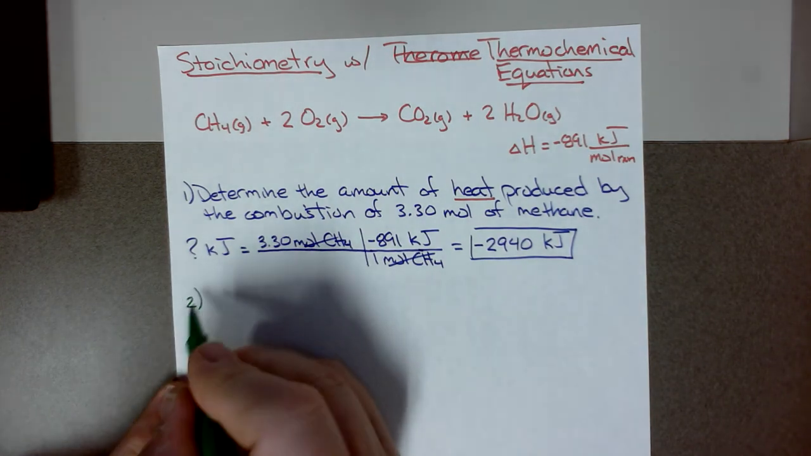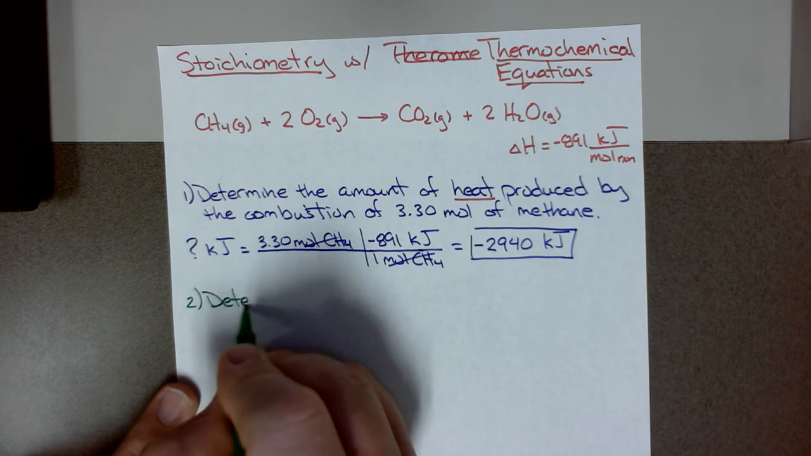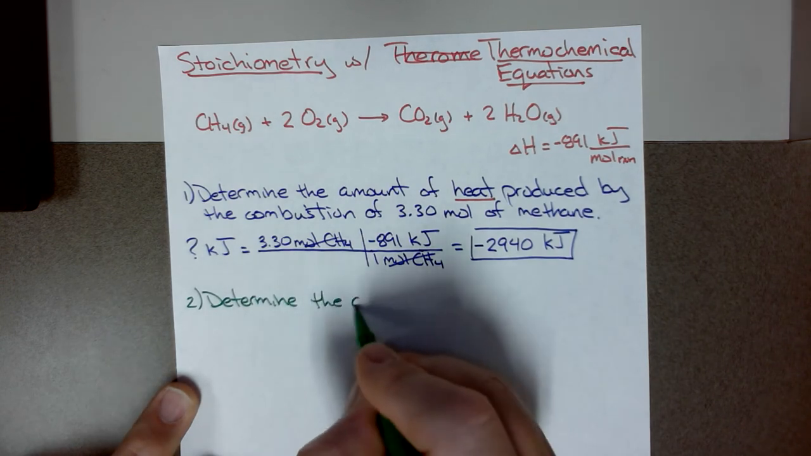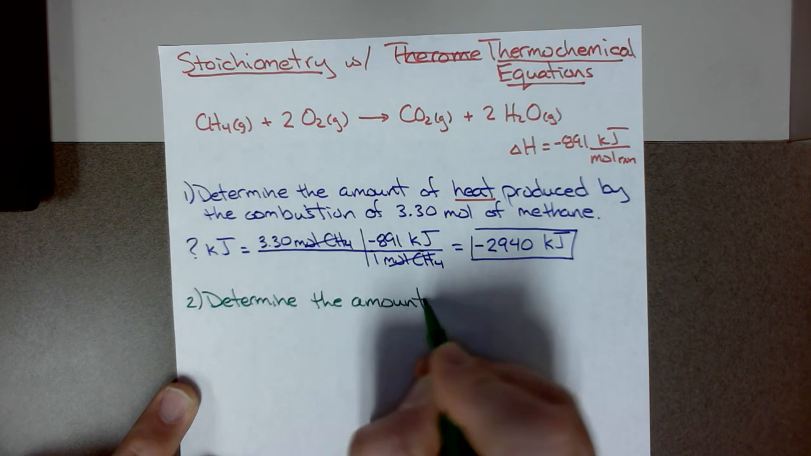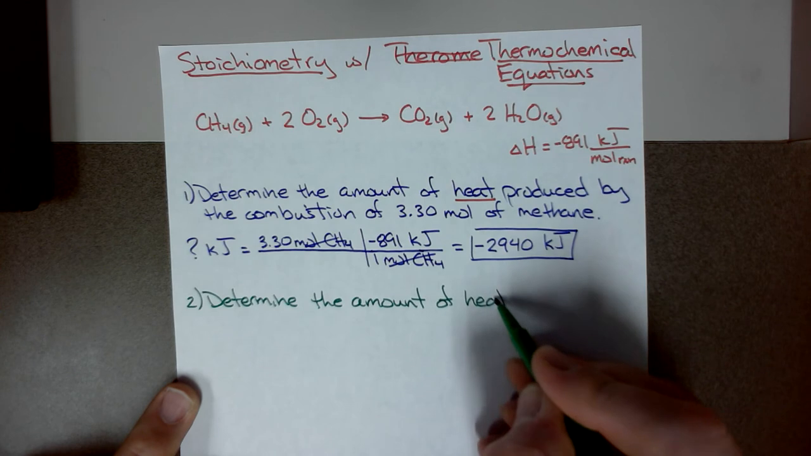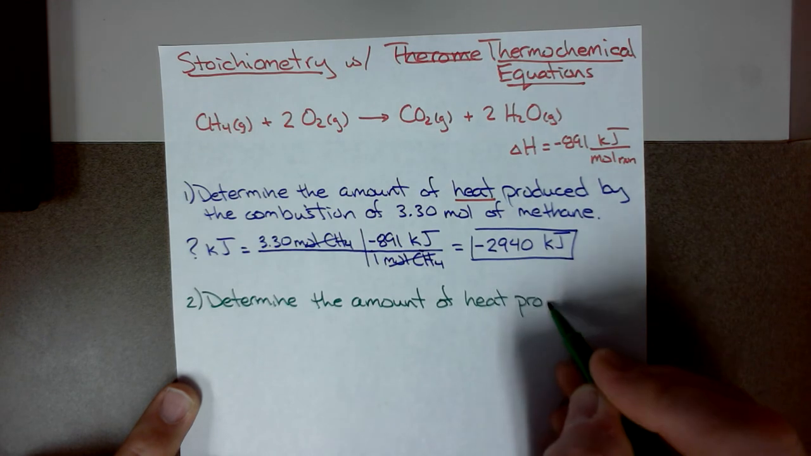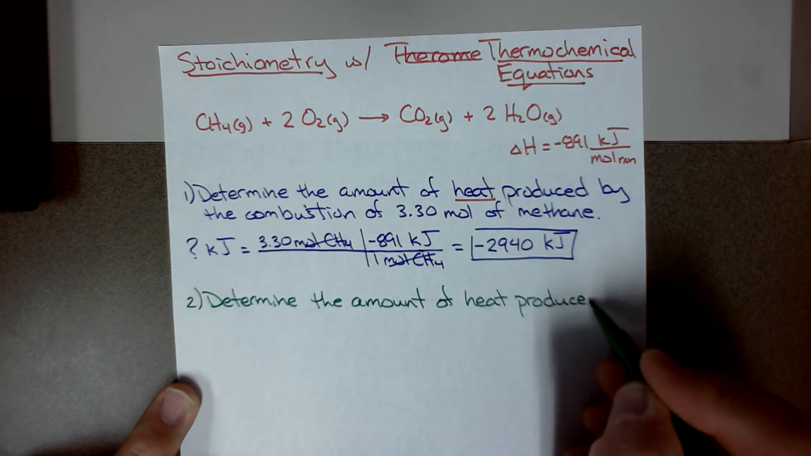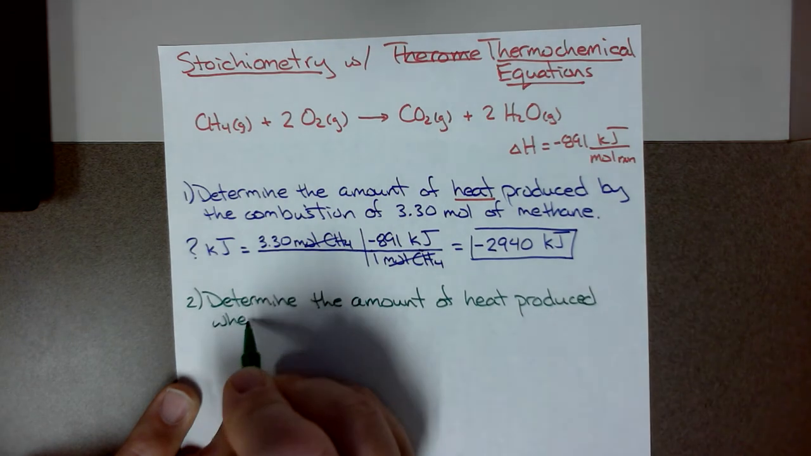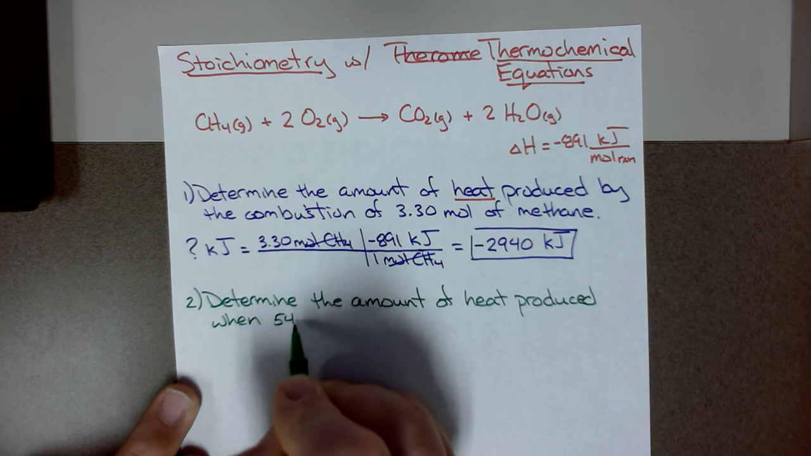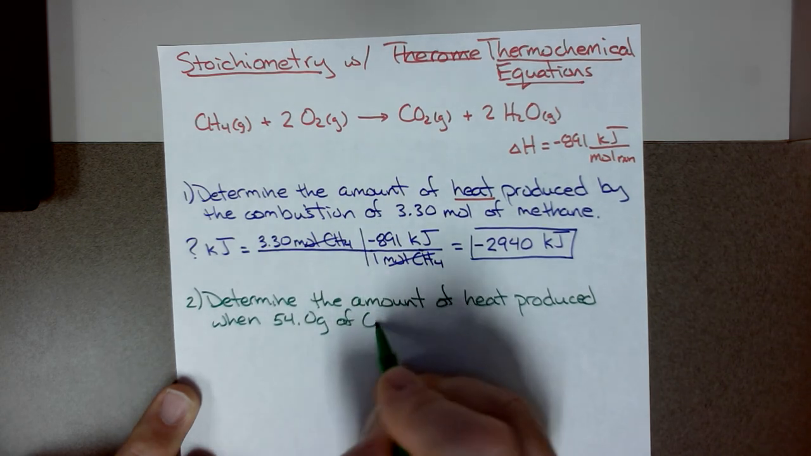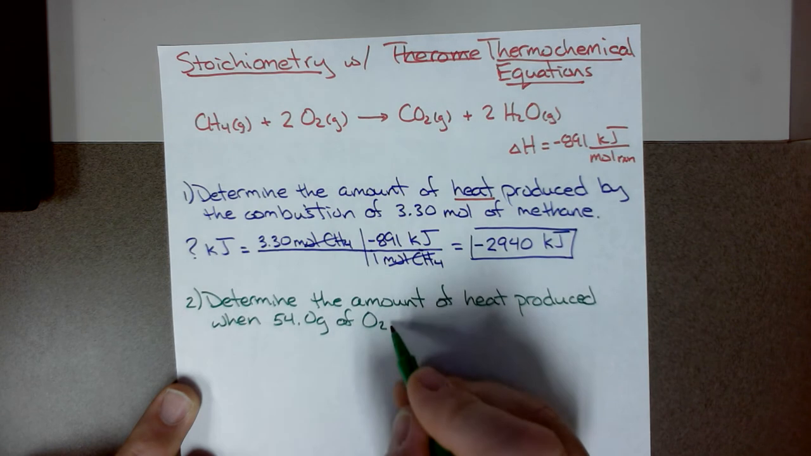So determine the amount of heat produced. We're still looking for heat produced, but this time, instead of looking at the methane, I want to know how much is produced when 54.0 grams of oxygen gas is reacted.